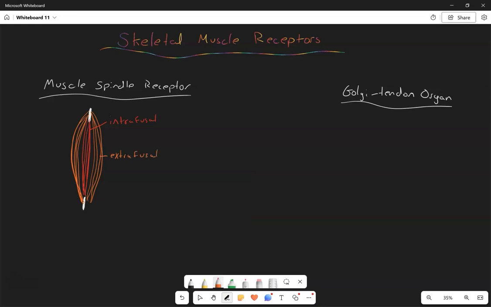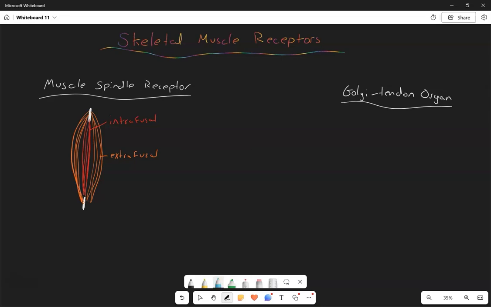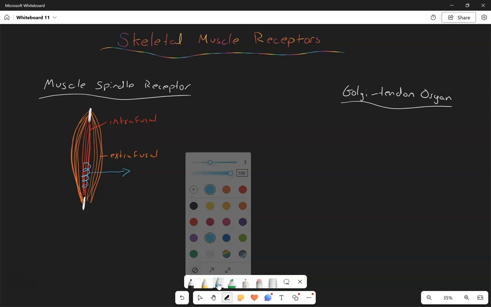And then in orange, right, these are our extrafusal muscle fibers. Okay, and what we have is that there is a spindle organ, I'm going to draw this in blue, that sort of wraps around or spirals around the intrafusal muscles, right? And so when these muscle fibers are stretched, this is going to send a signal out saying, hey, that muscle is stretched. Okay, so this is going to send that signal out to the central nervous system.